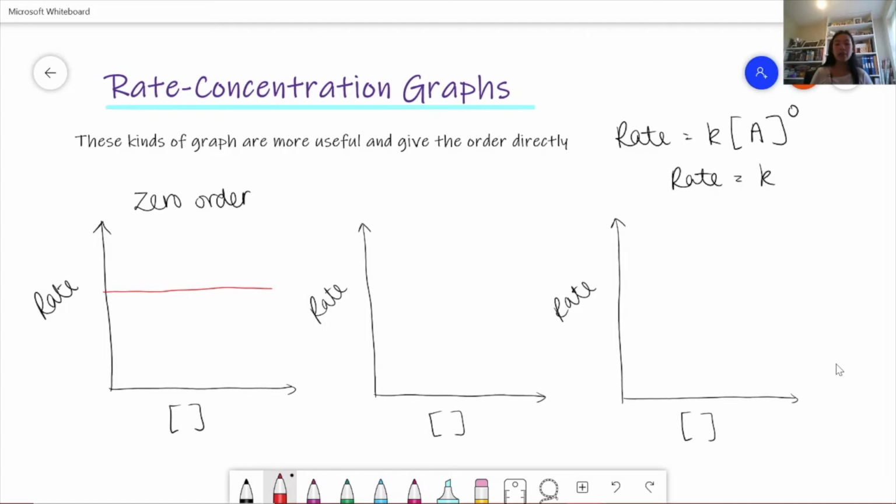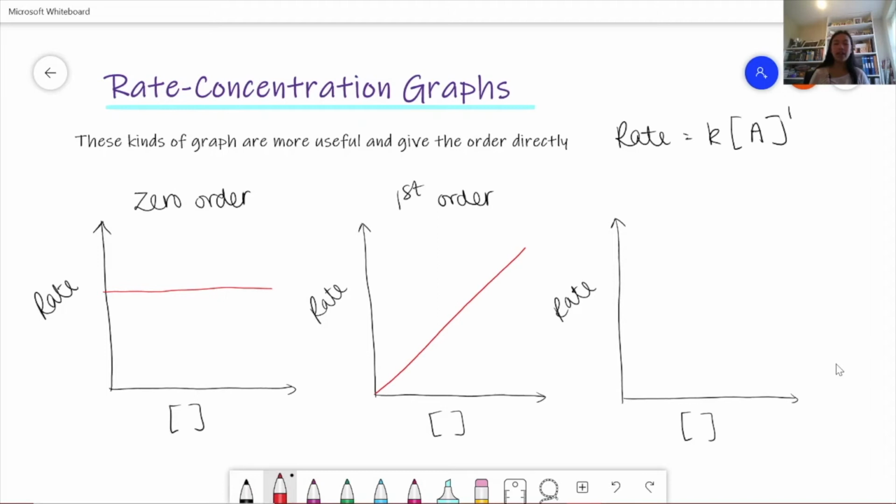And then if we have a graph that looks like this, then this is a first order. And we can see that by writing the rate equation out. So if we had this as a 1, instead of a 0, then we would have rate equals k multiplied by the concentration of A. And so that means that when we double A, we double the rate. When we triple A, we triple the rate. And so that's why the gradient is constant for this rate concentration graph.